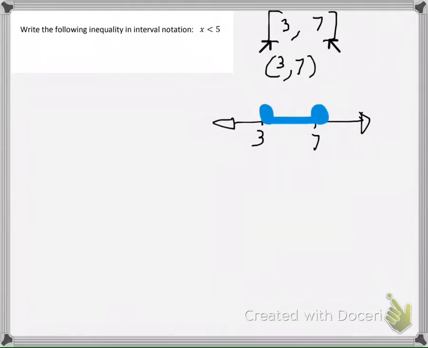Now, if I was to instead show you this in parentheses, what I'm basically saying is that everything between 3 and 7 works, just not 3 and 7 themselves. So with parentheses, all I'm saying is that the endpoints aren't included. You're still putting the smaller number on the left, and the bigger number on the right. Just the endpoints, the 3 and 7, aren't actually included. You're just describing everything between them.